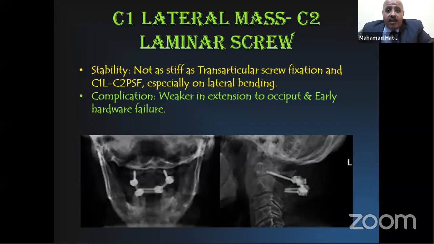This is another way, but it's a weaker way. This is C1 lateral mass and C2 laminar screw. You apply the C2 screw in the lamina. It's not as stiff as the transarticular screw or the C1, C2 posterior spinal fusion, especially on lateral bending. It is weaker in extension to the occiput, with early hardware failure.